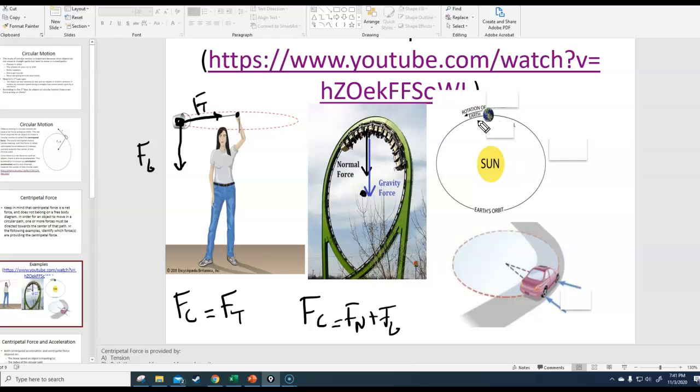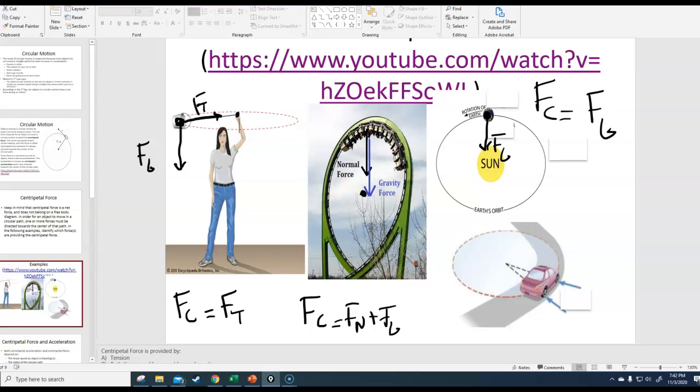Okay, so if you take a look up here, we have the Earth going around the Sun. Again, our goal is to identify which force or forces are providing the centripetal force. In this case, this is a very easy question, because if you think about the forces acting on the Earth, there's only one force, and that is the force of gravity. There's no other applied force or any other forces acting on the Earth as a whole other than the force of gravity. So in this case, I would say that the centripetal force is provided by the force of gravity.